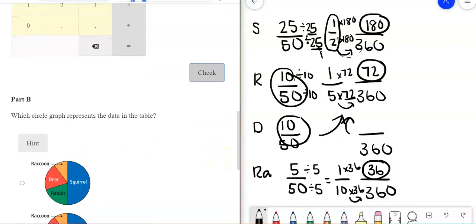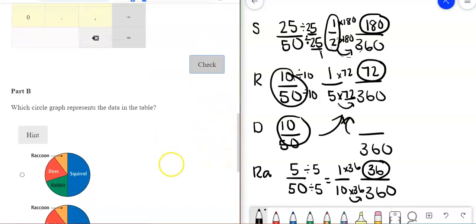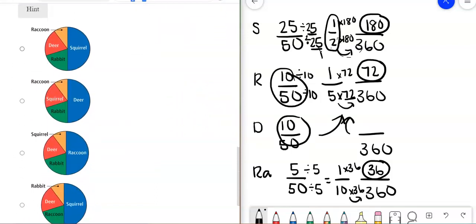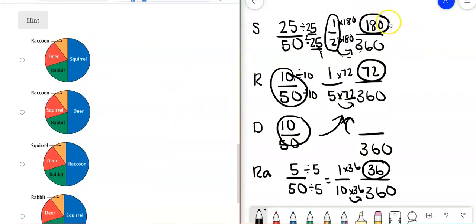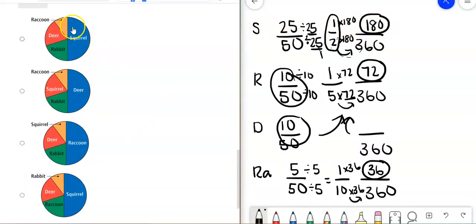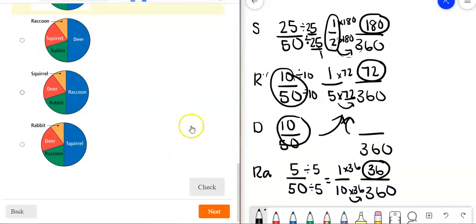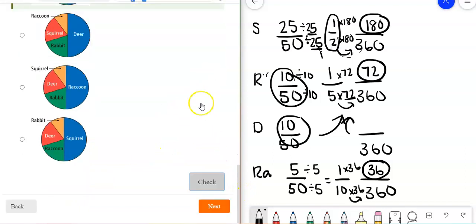Now, in your book, it makes you draw the circle graph yourself. Here, it does not. So you just have to pick which one. We're using our information over here. We had that squirrel was 180, so that's half of it. So we know it's going to be either this one or this one. And we know that rabbit and deer should be the same. So I'm going to go with that one because here deer and raccoon are the same. There.